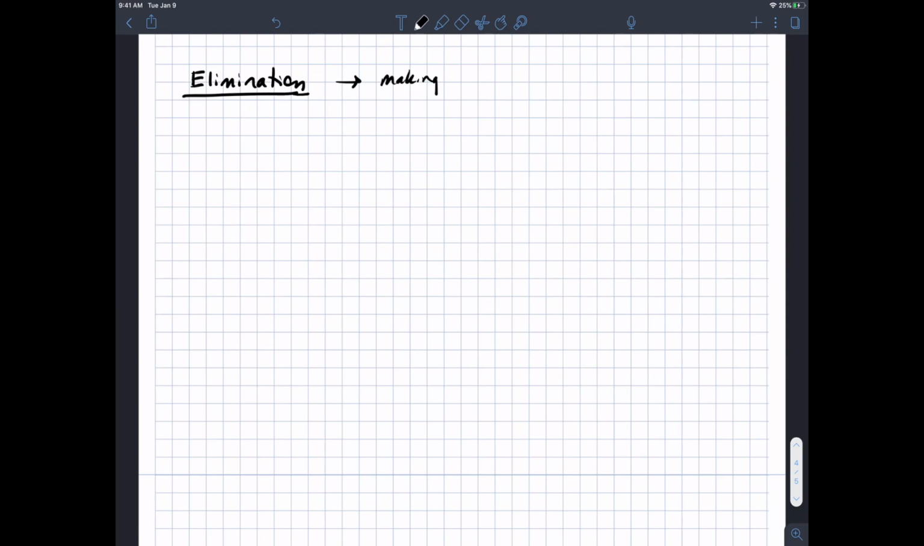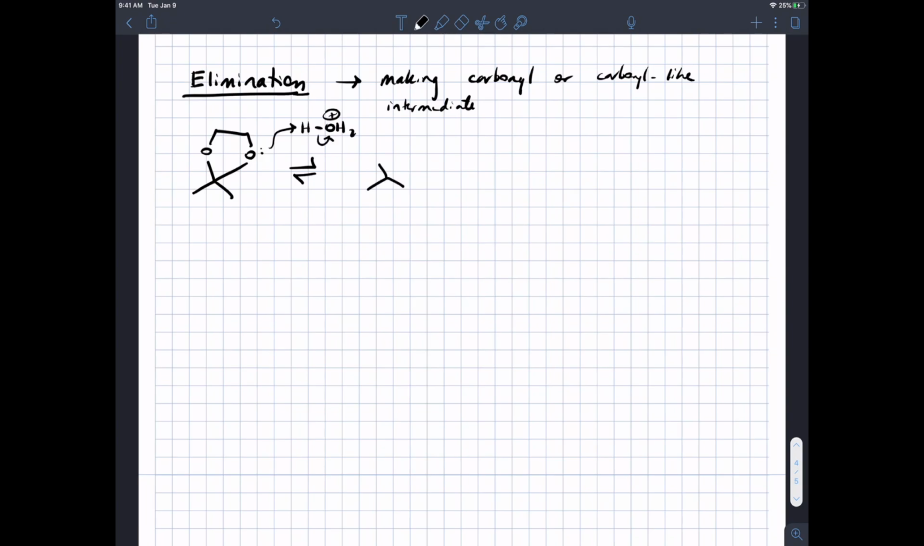A good example of elimination reactions involves making carbonyl or carbonyl-like intermediates. Now, this probably isn't the first kind of elimination reaction you've thought about. You might have been thinking about E2. But if we work our way through acetal hydrolysis, we rapidly find some elimination steps. So we're not going to draw the whole mechanism for acetal hydrolysis because you've done that before and you should be really good at it.